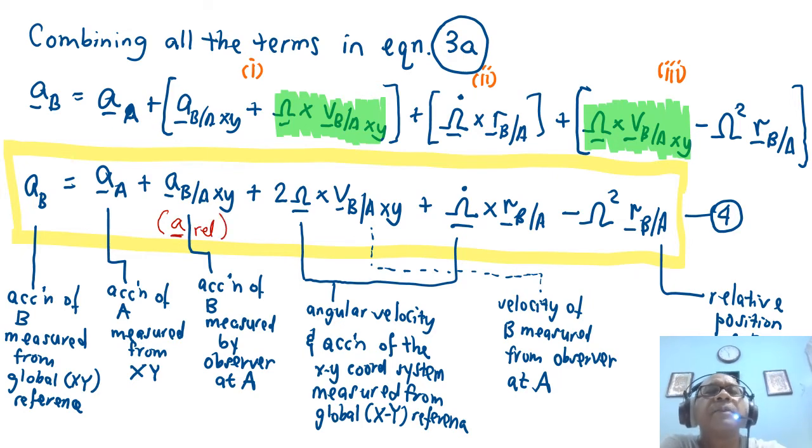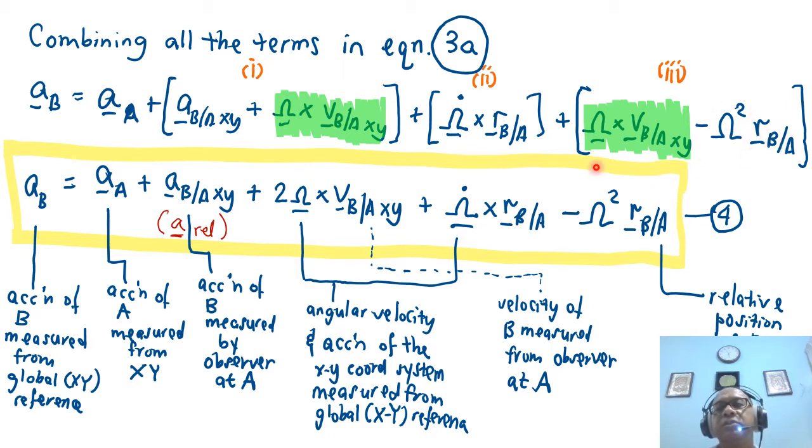And plus omega cross, this first term, omega cross VBA xy. I also call this V relative. So omega cross V relative plus omega dot cross position vector B relative to A. Sometimes we don't use alpha, so omega dot is okay. And then the third term is omega cross VB relative to A measured in xy, also called omega cross V relative, minus omega square position vector B relative to A.